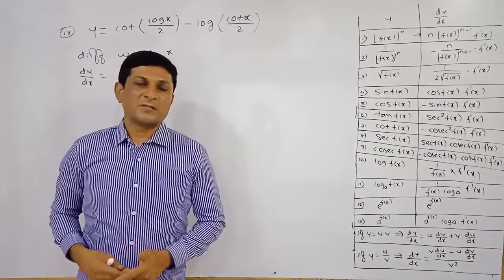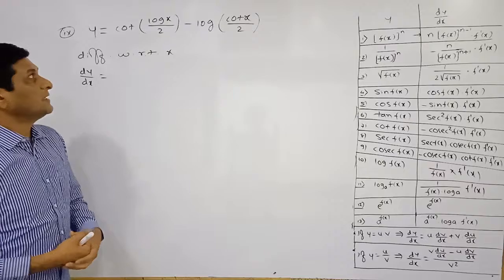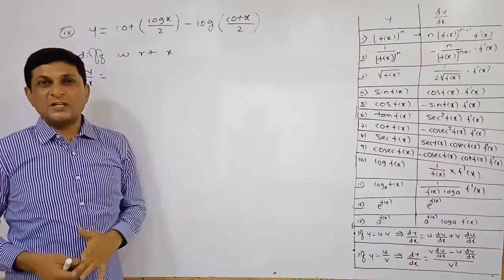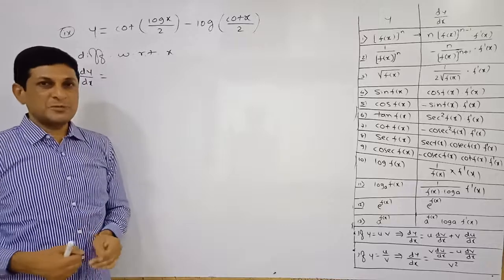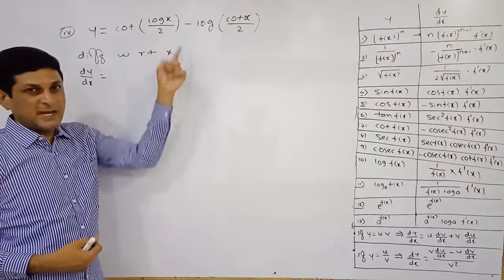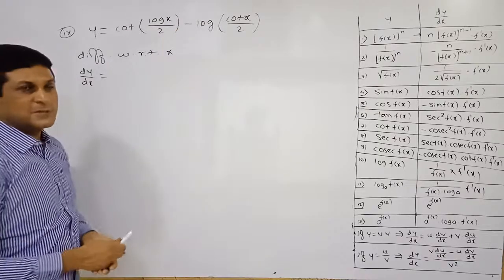Well, now let us try to solve the next example. In the next example, two terms are connected by what? Minus. It means to find the differentiation we have to apply the subtraction rule. According to the subtraction rule, first find the differentiation of the first term, minus, keep it as it is, then find the derivative of the second term.